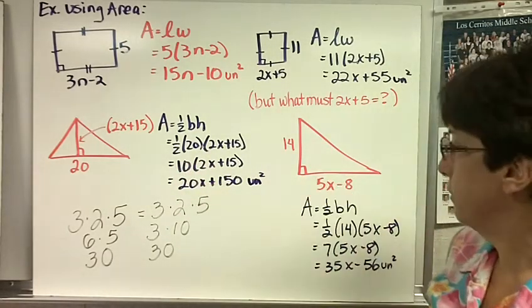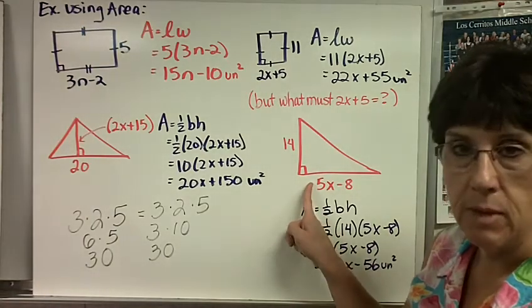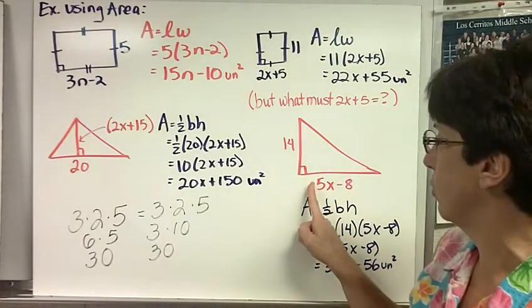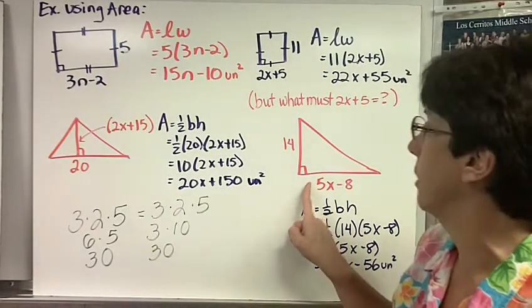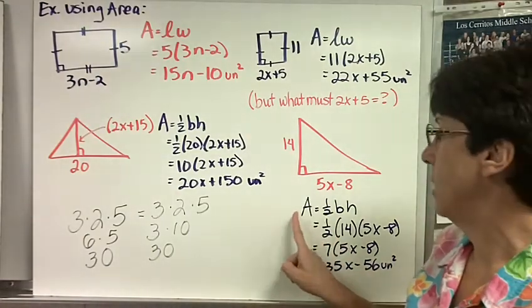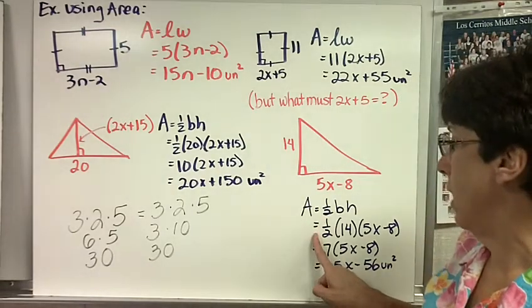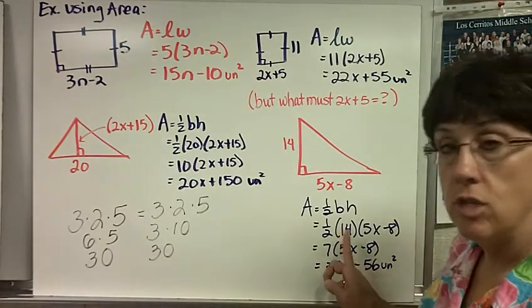All right, here's a right triangle. Base is 5x minus 14. Height is 14. Oh, that's not 5x minus 14. 5x minus 8, I'm sorry, and 14. So the formula is area equals 1/2 base times height. Now notice 1/2 base, but I'm using the commutative property.